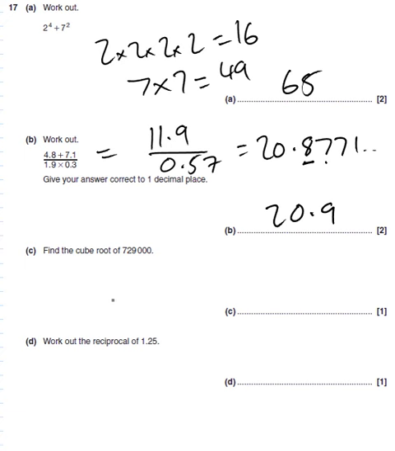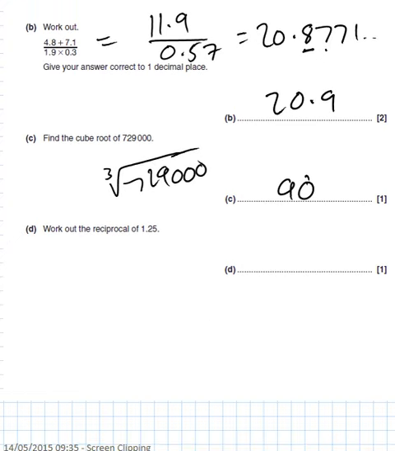The cube root button, it'll look like a 3 there. It's the square root with a 3 on it. So if you just type that into your calculator as the cube root, you will get the answer of 90. And then we've got the reciprocal of 1.25. To make something a reciprocal, put it 1 over. So in the calculator, you're doing 1 divided by 1.25. And when you do that, that will then give you 0.8.